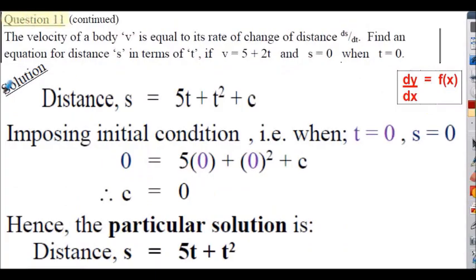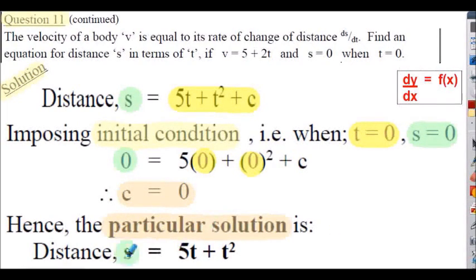Question 11, solution continued. Just repeated this line from the previous slide for convenience. Now we impose the initial condition given, t is equal to 0, s is equal to 0. So on the left hand side we have 0 for s, and on the right hand side we replace t with the 0. So we can clearly see in this case c is equal to 0. So we can now write down the particular solution. s is equal to 5t plus t squared. That concludes the solution for question 11.